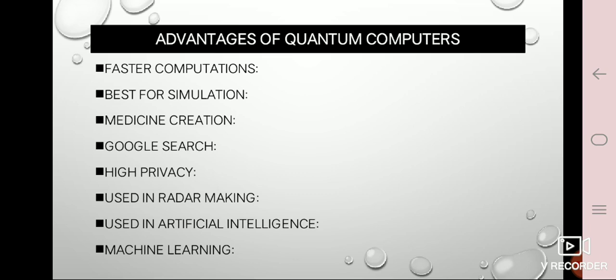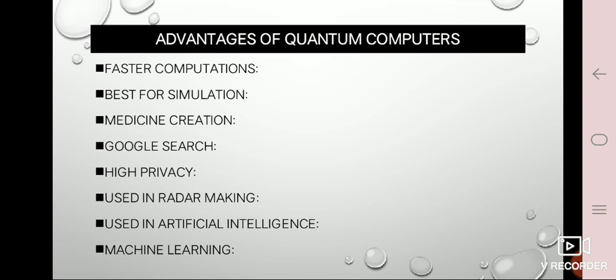Used in radar making. Quantum computing is also used in making radar missiles. The accuracy of radar weapons can be improved by using this technology. Used in artificial intelligence. This type of computer performs well in artificial intelligence. They can make decisions more precisely than normal computers. Scientists can do better research using these computers.